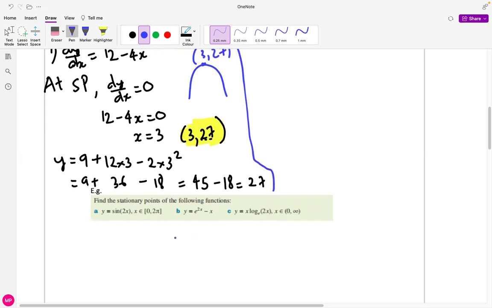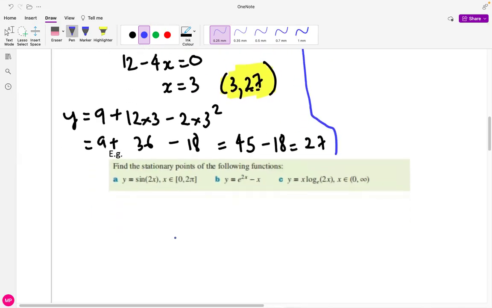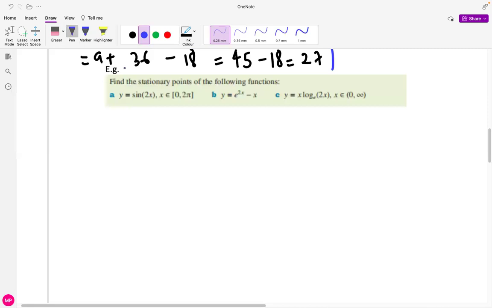Now I want to do more examples of how you actually solve for the stationary point when you have to deal with a circular function like that. So let's do question A. But they all have the same strategy, which is find the derivative and let that equal zero. So I find the derivative of sin 2x. The derivative of sin 2x will be cos of 2x, and I just need to times by the derivative of 2x, which is 2. And I'm going to let the derivative equal 0.